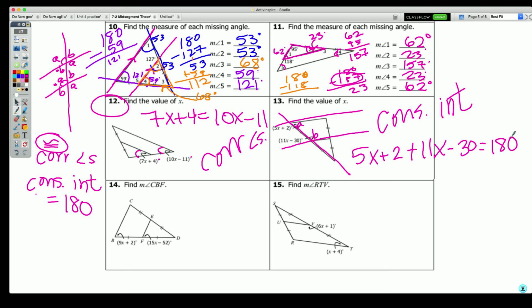So just to wrap it up, you don't even have to write anything on the last two. Number 14, are those corresponding or consecutive interior? Corresponding. What about my last one? Consecutive interior. So make sure you're just paying attention to whether they're equal to each other or equal to 180. Okay, that is our notes for today.